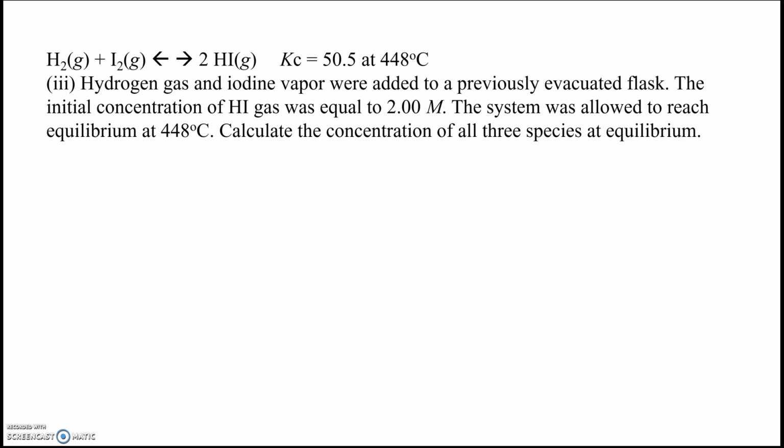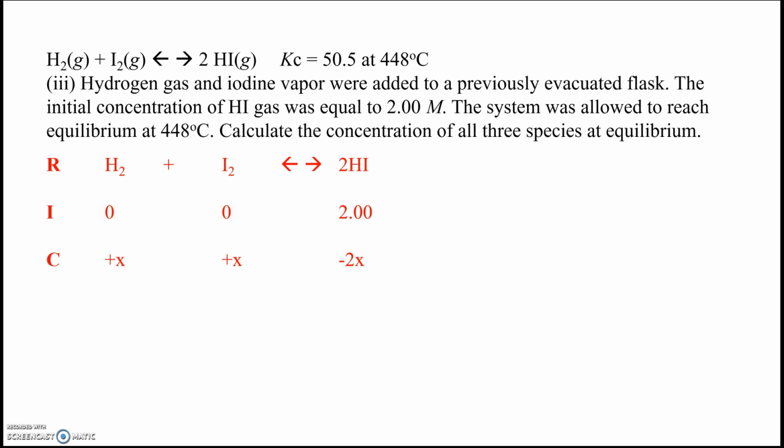All right, part 3 says hydrogen gas and iodine vapor were added to a previously evacuated flask. The initial concentration of HI was equal to 2. This is a little bit different than the previous problem. Here, HI is equal to 2, and now we allow ourselves to reach equilibrium and we calculate the concentration. All right, so again, we set up our RICE box. We have our reaction equation. We have our initial concentrations, which now are 0 and 0 for hydrogen and iodine, but 2 molar for HI.